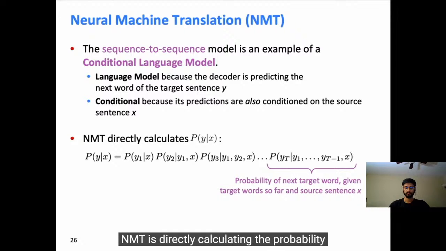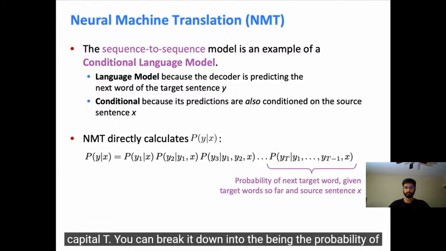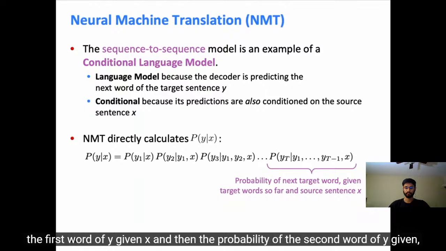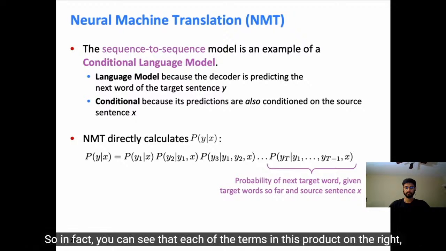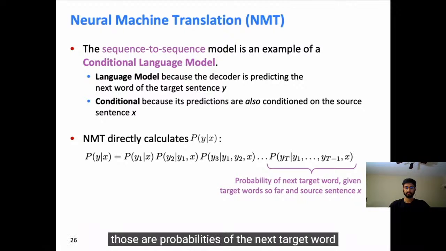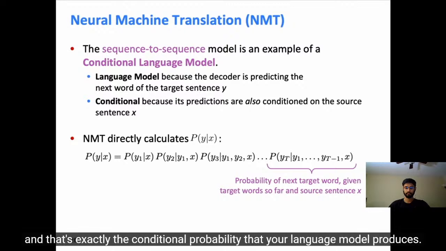So you could view it like this. NMT is directly calculating the probability of the target sentence Y given the source sentence X. This is just breaking down the probability of the sequence Y, which we suppose is of length capital T. You can break it down into the probability of the first word of Y given X, and then the probability of the second word of Y given the words that came before and X, and so on. Each of the terms in this product on the right is the probability of the next target word given all the ones so far and also the source sentence. And that's exactly the conditional probability that your language model produces.